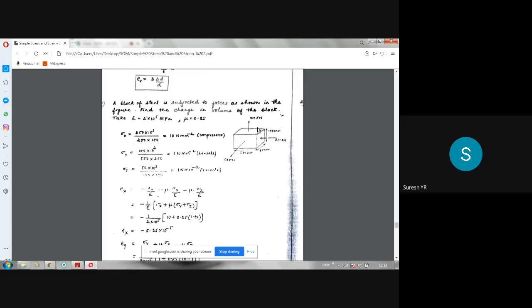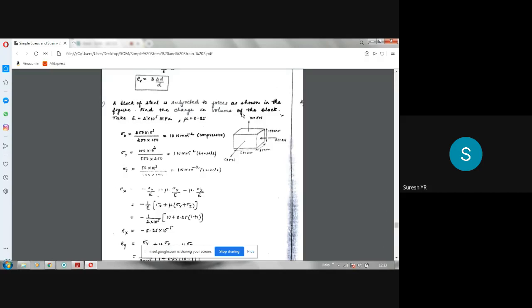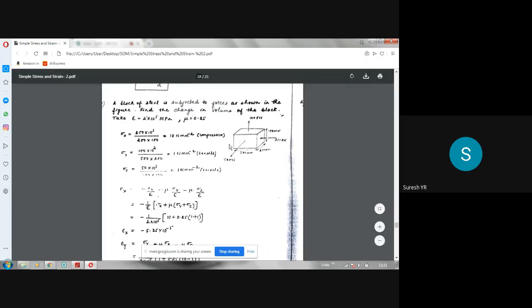So this is what the problem is. He has given the diagram and this is the question he has asked. So first step is to find the stresses in all the three directions. So how to find stress? Stress is given by whatever force is acting in that direction divided by the area over which it is acting. Now let us say sigma x. Sigma x is the stress in the x direction. So force in the x direction is compressive force.